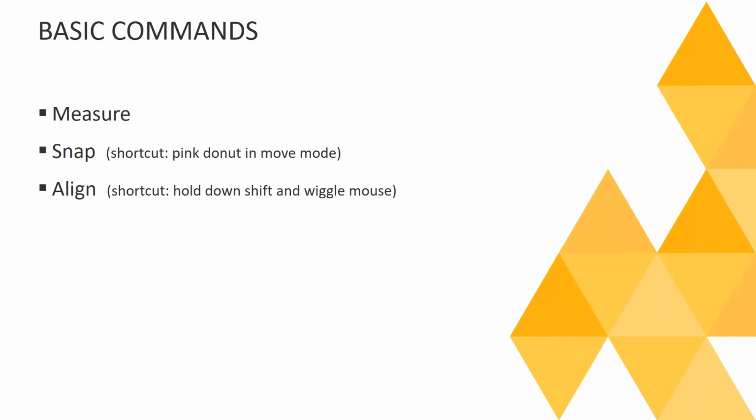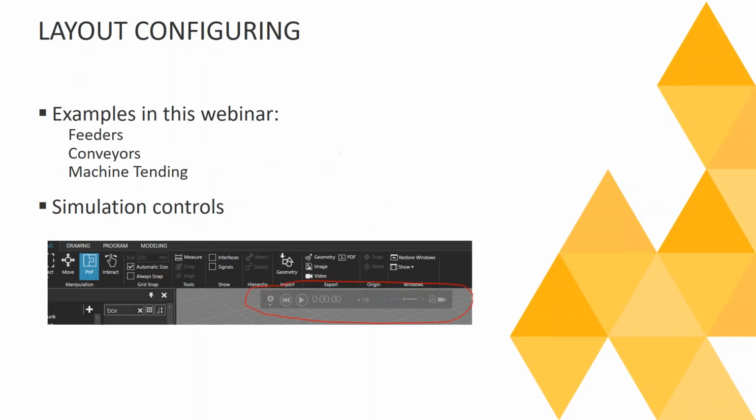Okay, let's move forward. So that's measure, snap, and align tools. Let's do some actual layout now, and we will use some components from the eCatalog. This webinar won't go into details of the components; those can be covered later. Let's do a simple example layout using feeders, conveyors, and machine tending library.